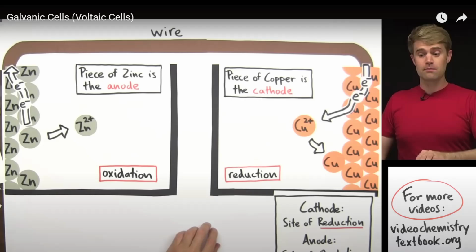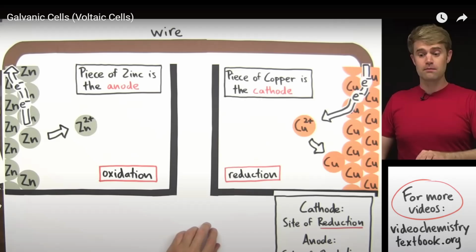Oxidation occurs at the anode. Reduction occurs at the cathode. So if you have something getting oxidized, that is your anode. And that's not going to matter if it's an electrochemical cell or if it's an electrolytic cell. It does not matter if it's a spontaneous reaction or a non-spontaneous reaction. Wherever you have oxidation, that is the anode.